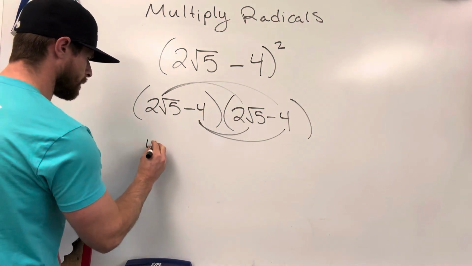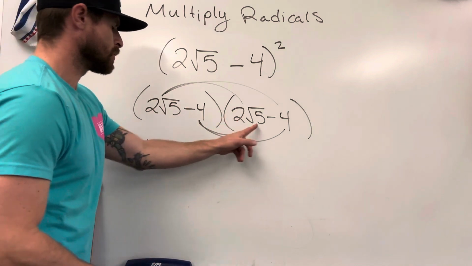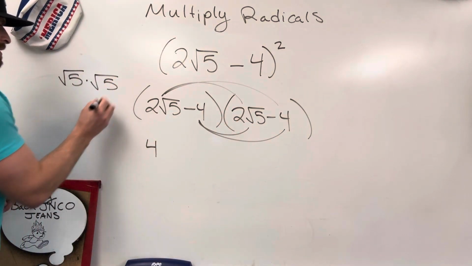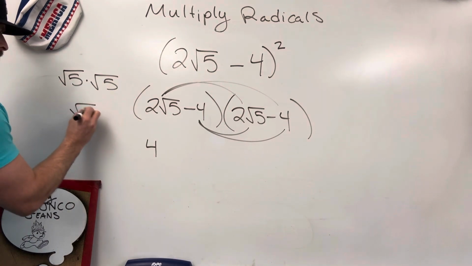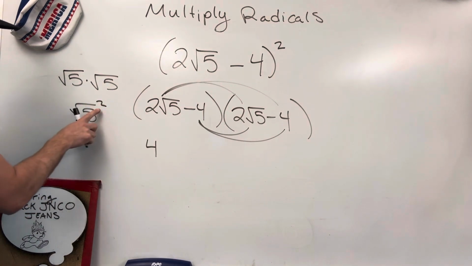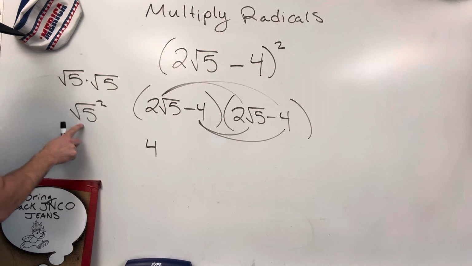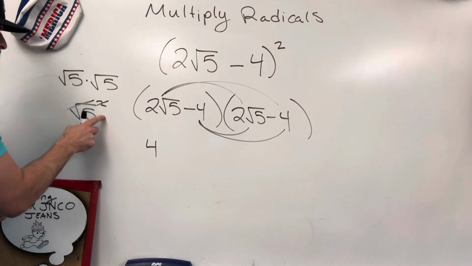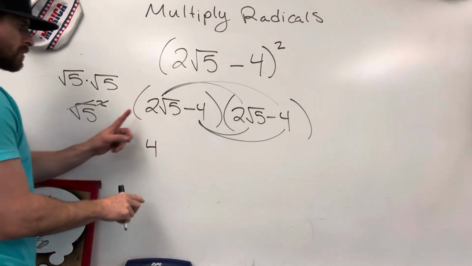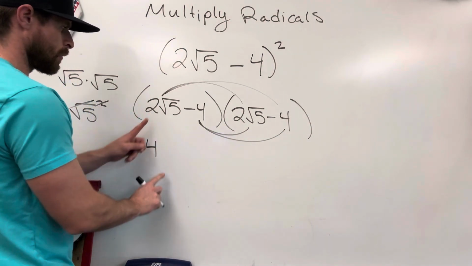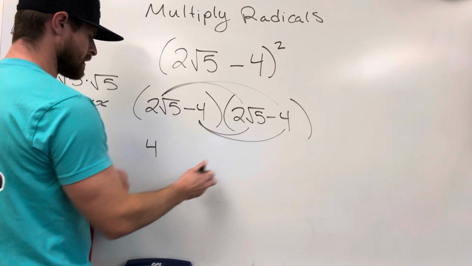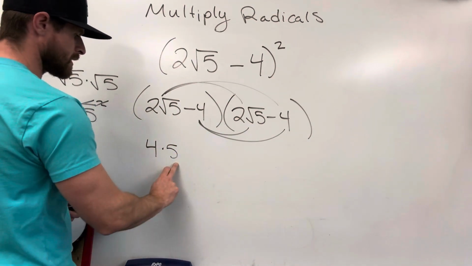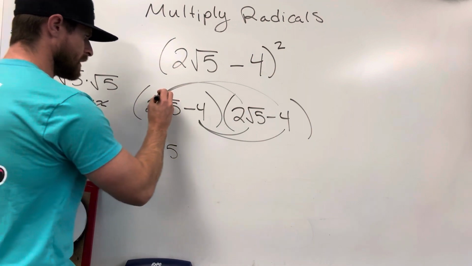That makes 4. But root 5 times root 5 times root 5, this could be represented as root 5 squared. And what do we know about an exponent of 2 and a square root? Those are inverses of each other, so they cancel each other out, leaving you with just 5. So 2 times 2 makes 4. Root 5 times root 5 is going to leave me with just a 5. So I got 4 times 5 for the first multiplication that I've done.